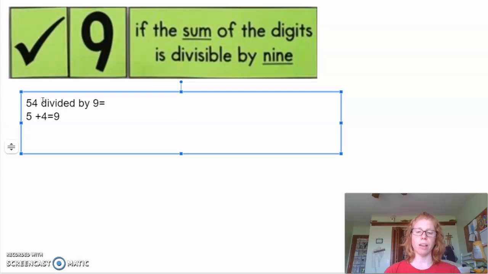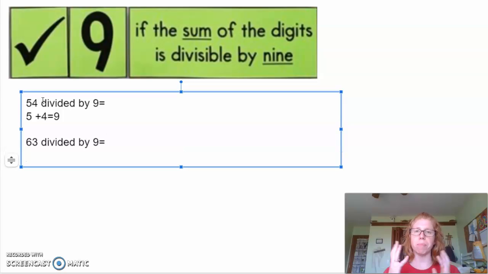Let's try 63. 63 divided by 9 equals what? Well, we're not trying to figure out what it equals. We're trying to decide if it can be done. Can I divide 63 by 9? Well, let's add up the digits of 63. That's 6 plus 3 equals what? 9. So you could kind of make this rule into if the sum of the digits is 9.